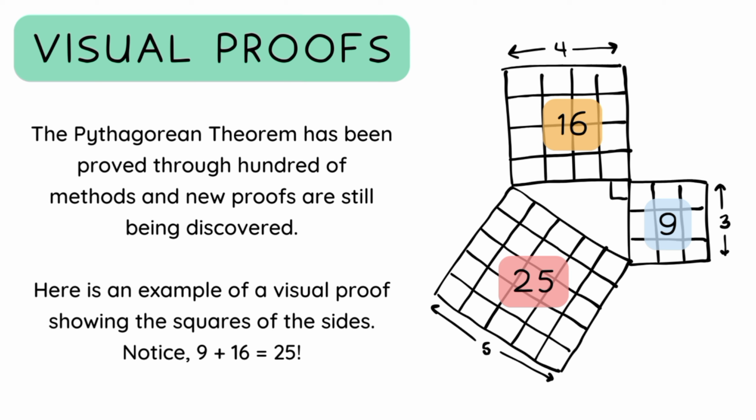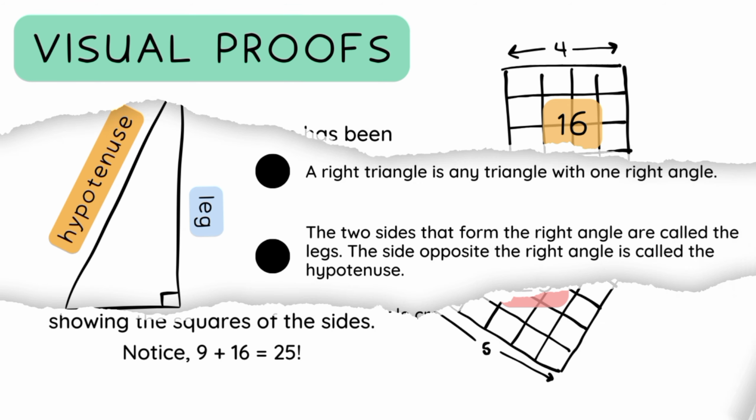Here are some visual proofs. The Pythagorean theorem has been proved through hundreds of methods and new proofs are still being discovered. Here is an example of a visual proof showing the squares of the sides. Notice 9 plus 16 is equal to 25.